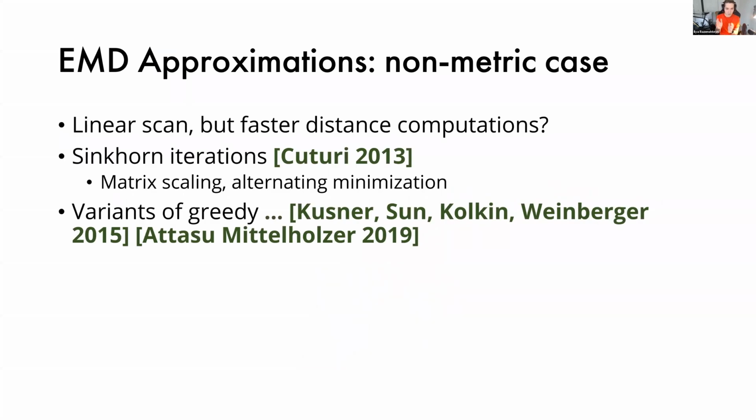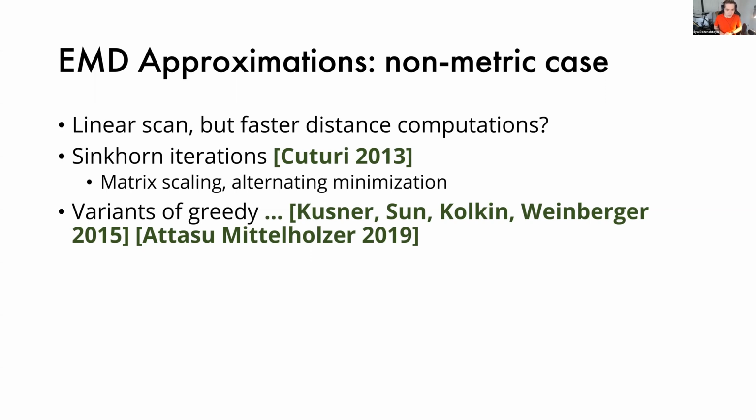So suppose I want to compute my Earth mover distances approximately. Suppose I still want to do linear scan, but instead of exact computations, I want to do these faster distance computations. So what can I do in that case? There are, again, many approaches, and this is a well-studied problem. There have been some recent exciting developments.